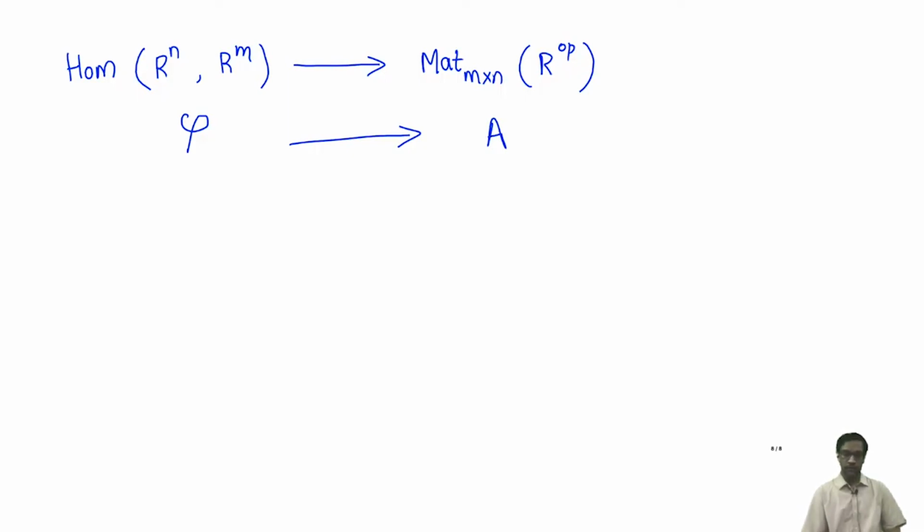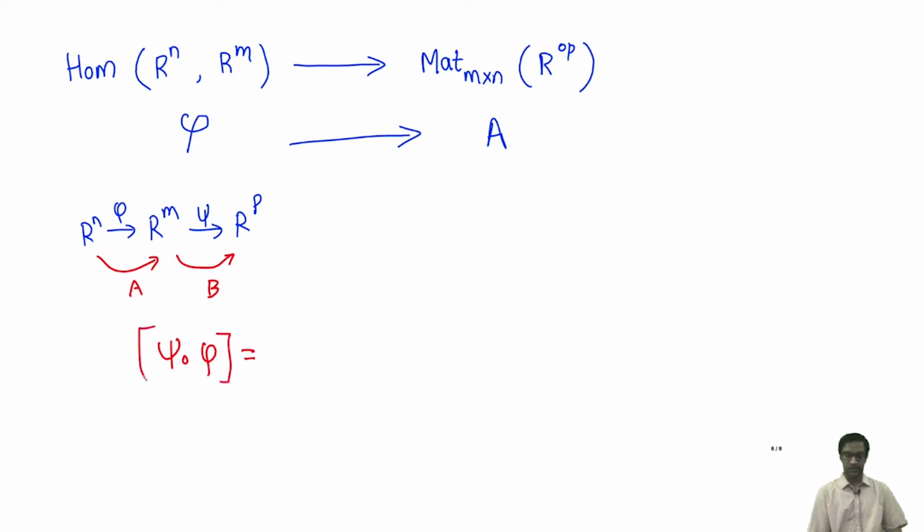So if you think of each homomorphism as giving you an m cross n matrix with entries in R op, then the composition takes on this rather nice form. If I compose two such homomorphisms from R^n, R^m, R^p, so this is phi and psi, then as we just saw, if the matrix of the first is A and this matrix is B, then the matrix of psi phi will just turn out to be BA, but remembering that the elements of A and B are elements of R op and not elements of R.